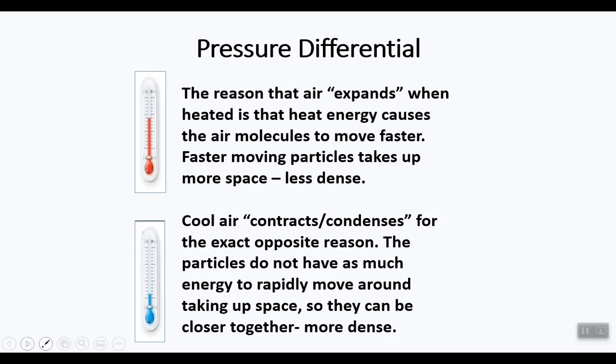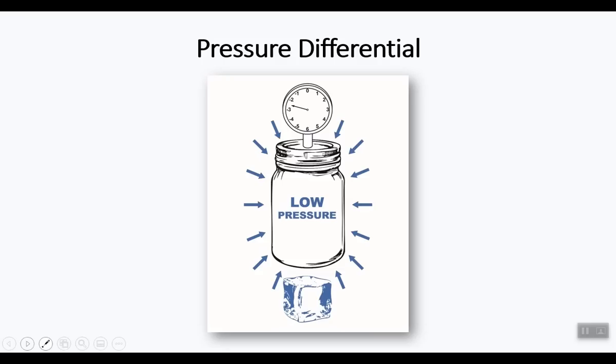The colder it gets, the less they move. So once I get them really cold, they're closer together and they're more dense. Now, if I take this sealed system that we had earlier, where we added it at zero, but now we cool the inside of this vessel, this will condense and it will pull into a negative state of pressure. It pulls into a vacuum.